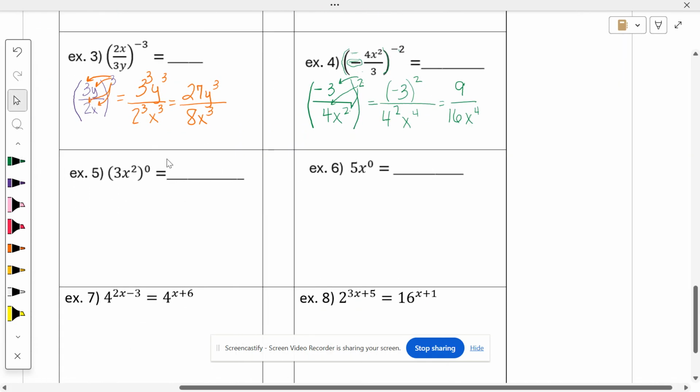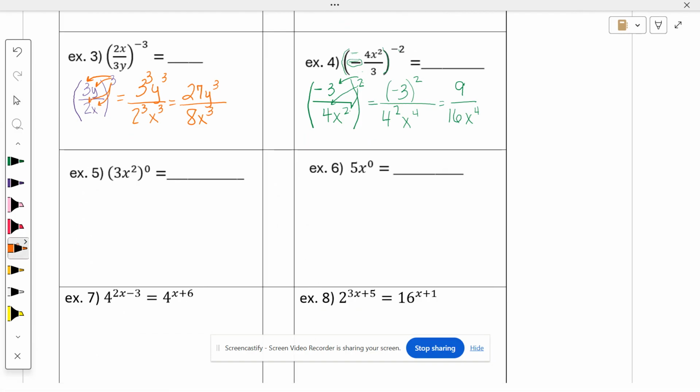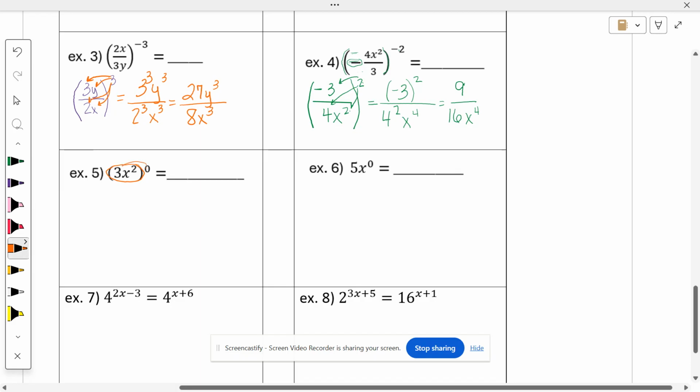Okay, let's look at example number 5. Example number 5 has this entire quantity raised to the power of 0. If we use the product rule that says you can distribute your power outside into the parentheses, that becomes 3 to the 0 times x to the 0. And we know any non-zero number to the 0 power is just 1. So this just equals 1.